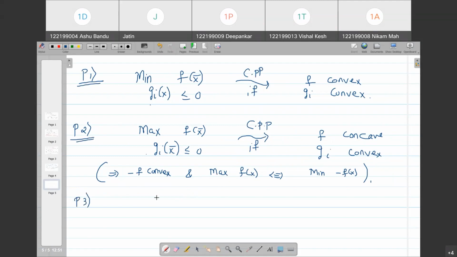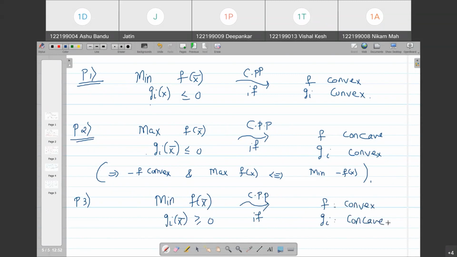Now let me take P3. What should be the condition? If I have a programming problem P3, which says minimize f of x and gi of x are greater than or equal to 0, when will I call this a CPP? If f of x is convex and gi is concave. Perfect. When f is convex and gi's are concave, then I will call such a programming problem a convex programming problem. And the last case is P4.